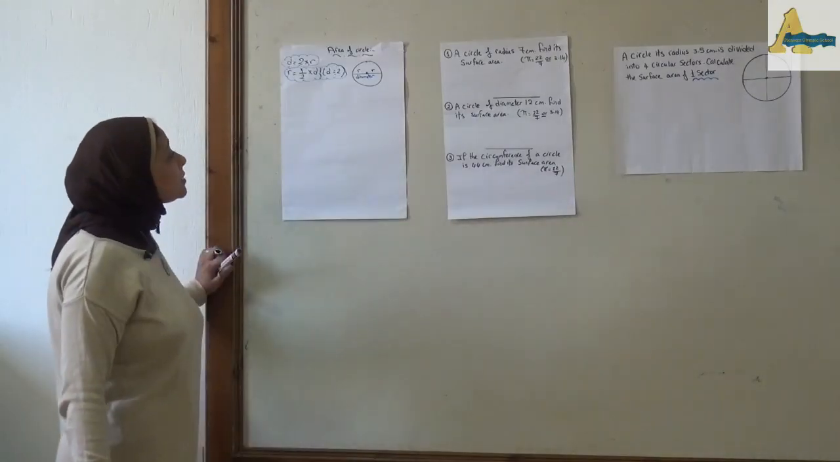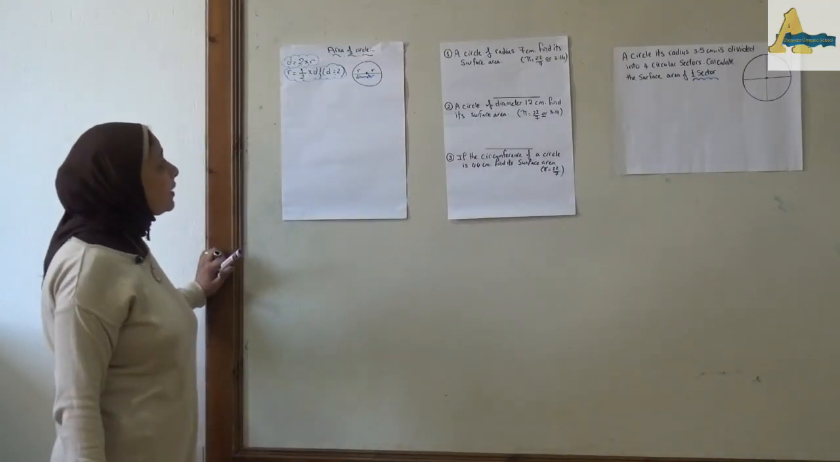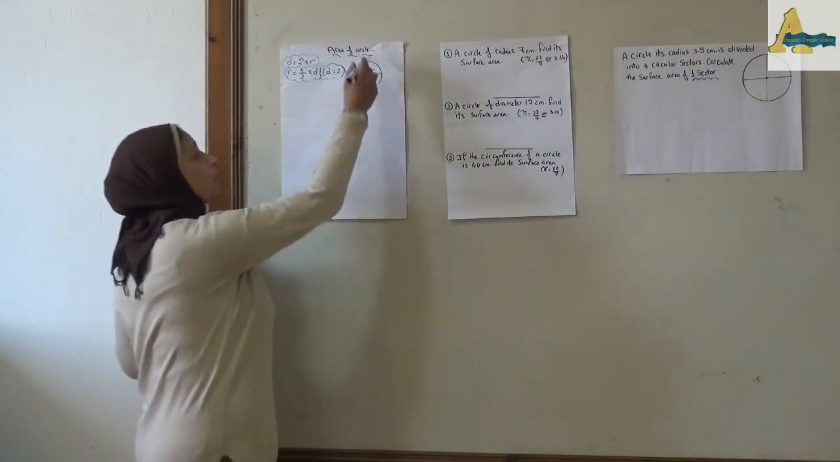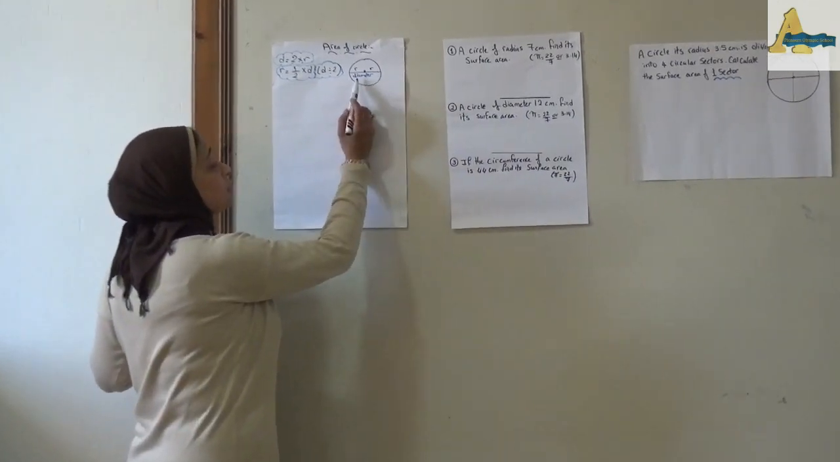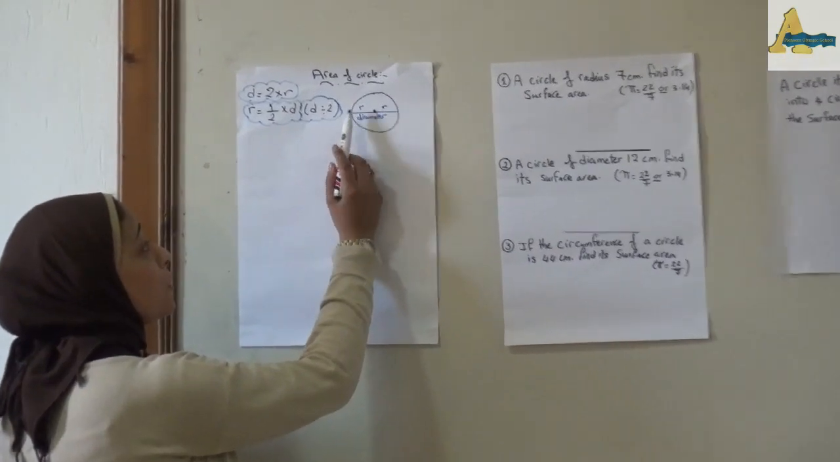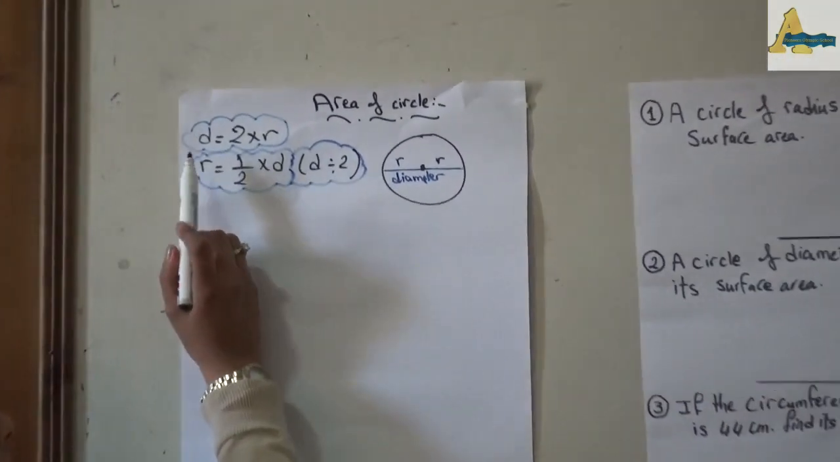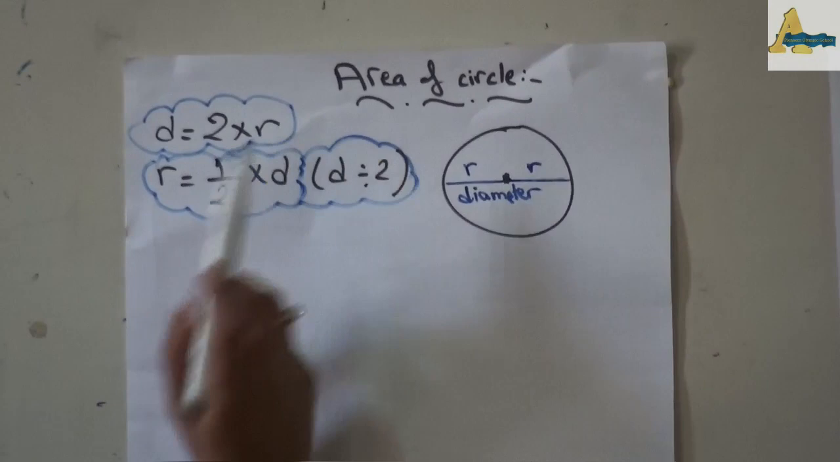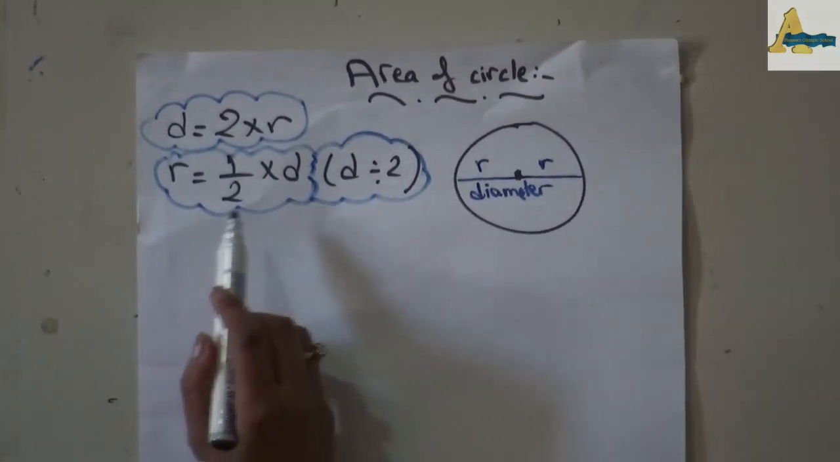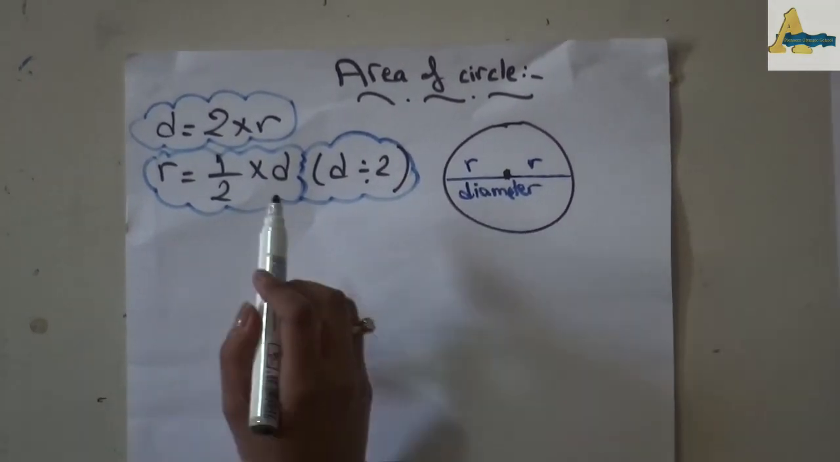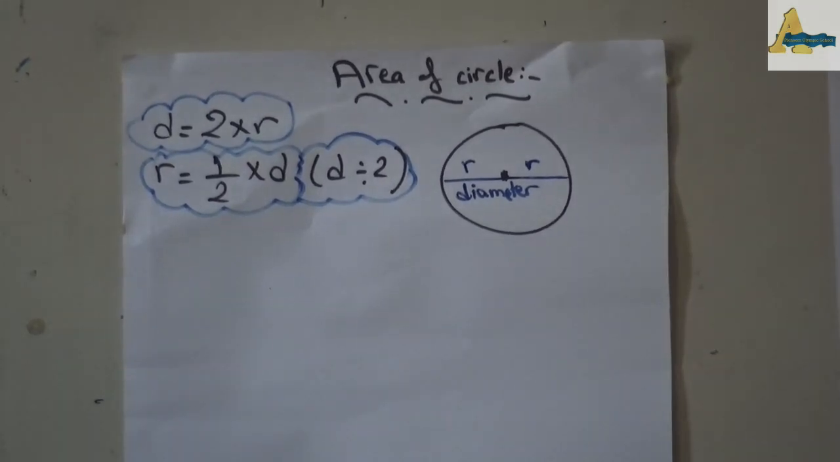Good morning, Junior 6. Today we are going to take what's called area of circle. Here is the circle. This line is called diameter. It is divided into two radii. So we can say diameter equals 2 times radius, or radius equals half the diameter. It will be diameter divided by 2.